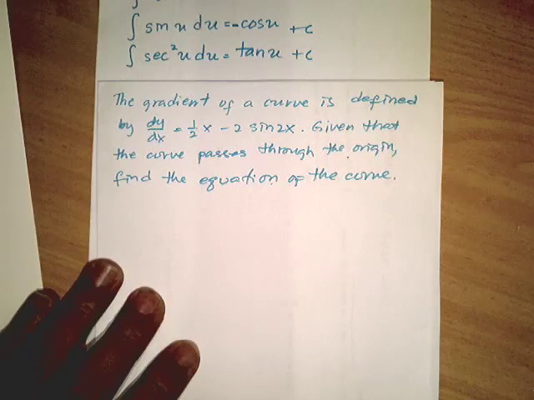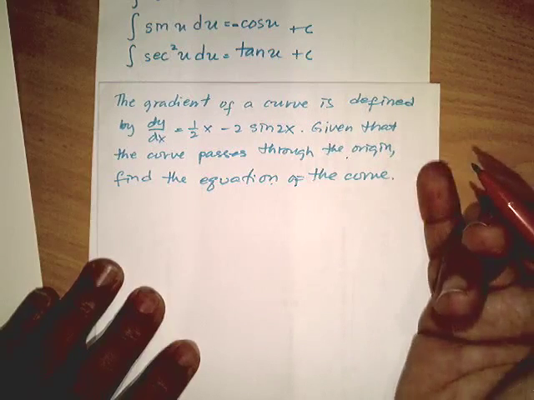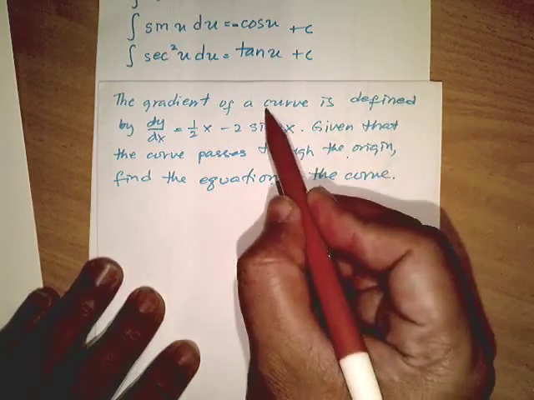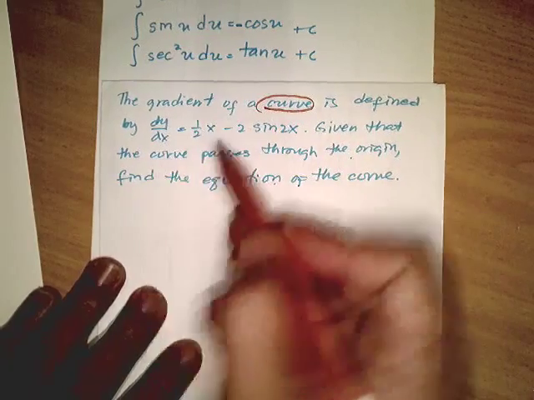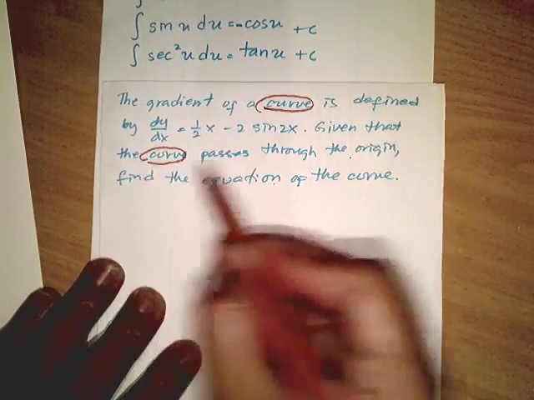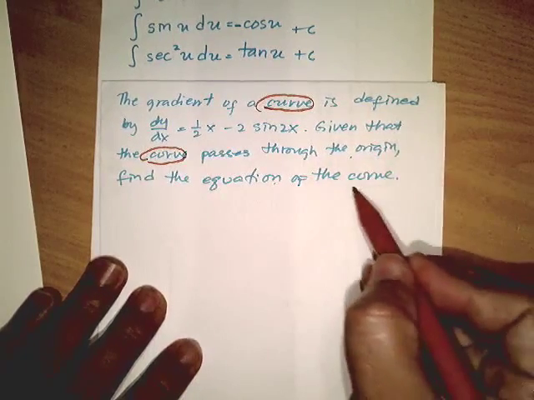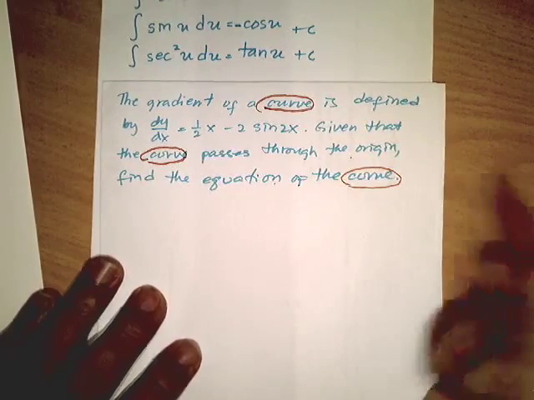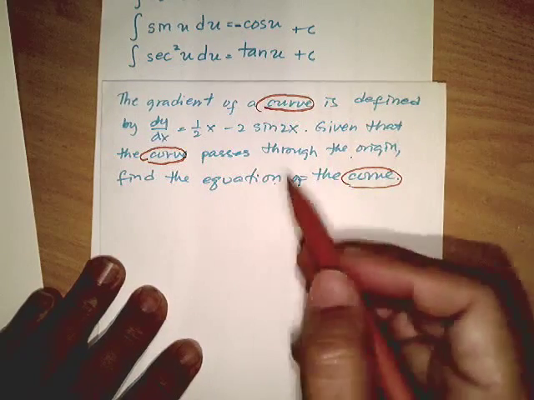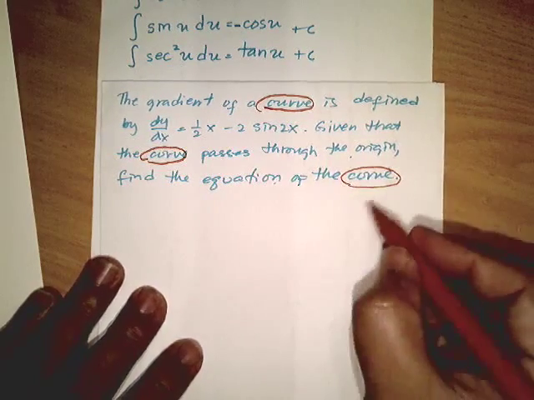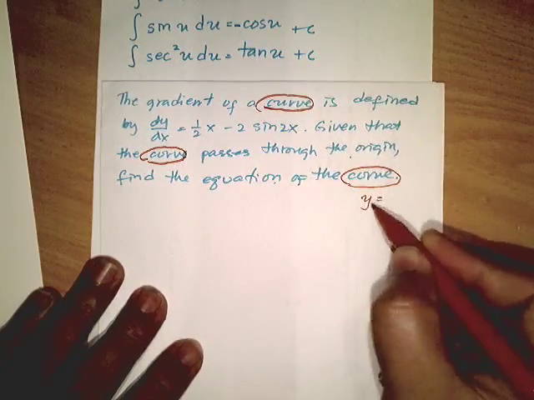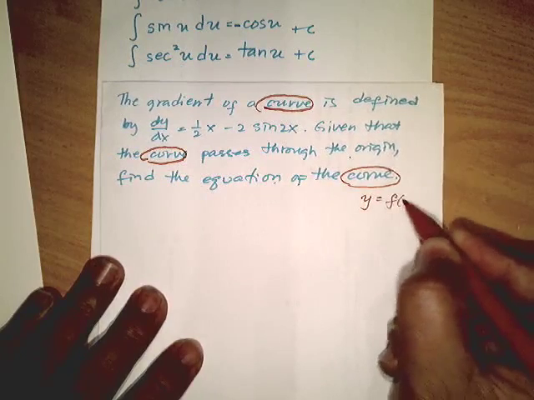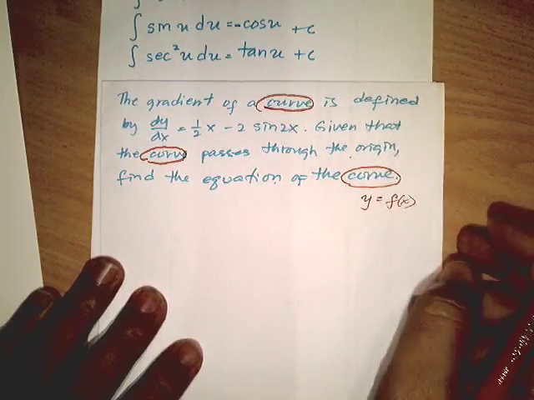So here, you have seen the word curve many times. The gradient of the curve is defined by this. Given that the curve passes through the origin, find the equation of the curve. You find the word curve three times. The curve there means the y function. That y is a function in terms of x.